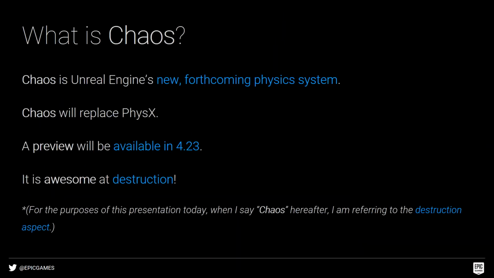Okay, so what is Chaos? Chaos is Unreal Engine's new physics system that we're working on at the moment. It will ultimately replace PhysX. So top to bottom, everything will be Chaos. That sounds funny when you say it. But yes, a preview will be available in 4.23. And the new physics system is absolutely awesome at destruction. So today, that's the part that we're focusing on. The initial drop, I'll say, of Chaos is going to be focused on the destruction aspect. So anytime I mention Chaos during this presentation, I'm talking about destruction.